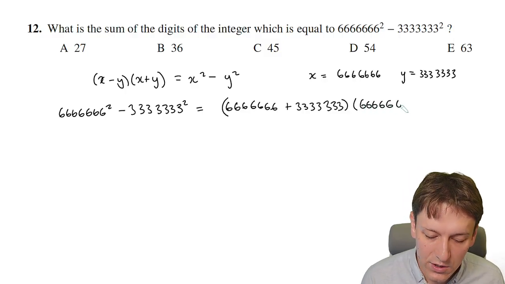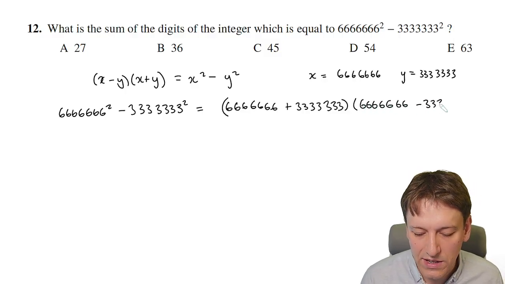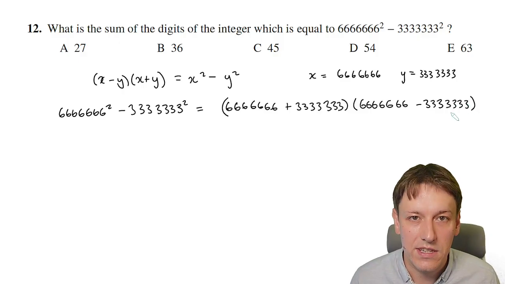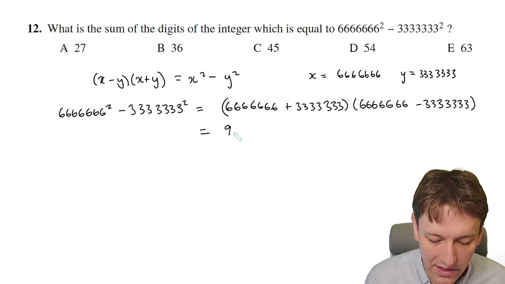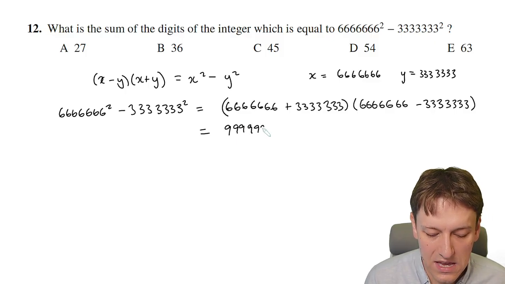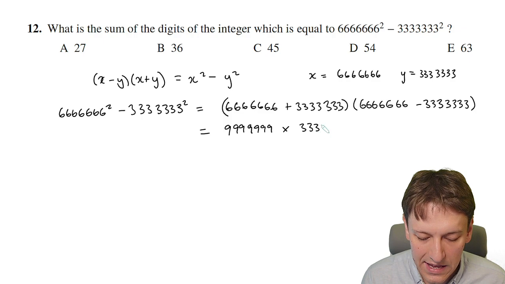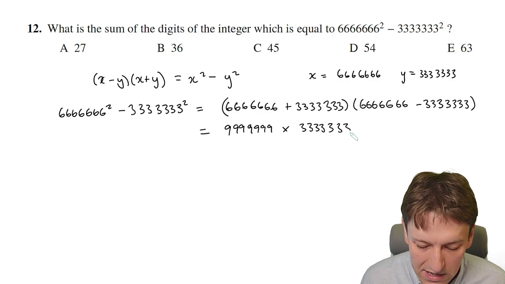So again, if you're doing this, you obviously don't need to write down all of the working. It's just a multiple choice test. I'm just doing it to try to be clear here. So when I add them together, I get a number that has 7 9s, and when I subtract them, I get a number that has 7 3s.